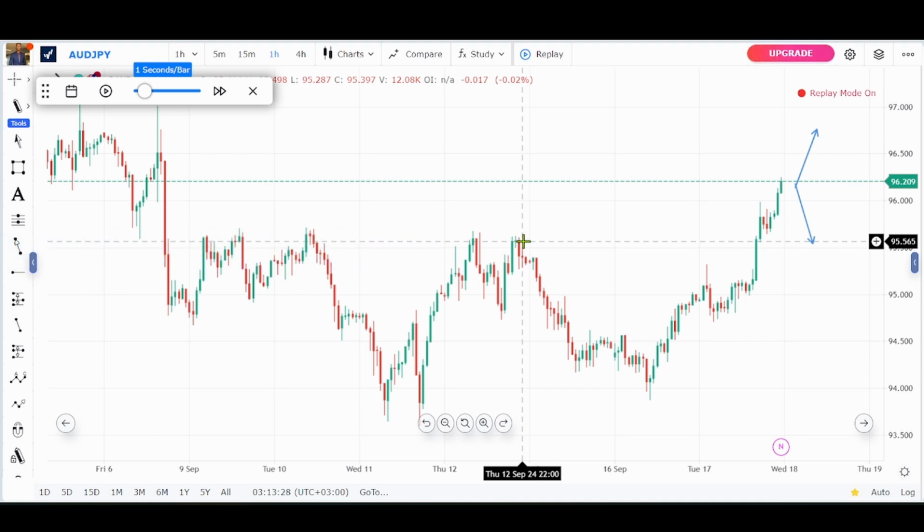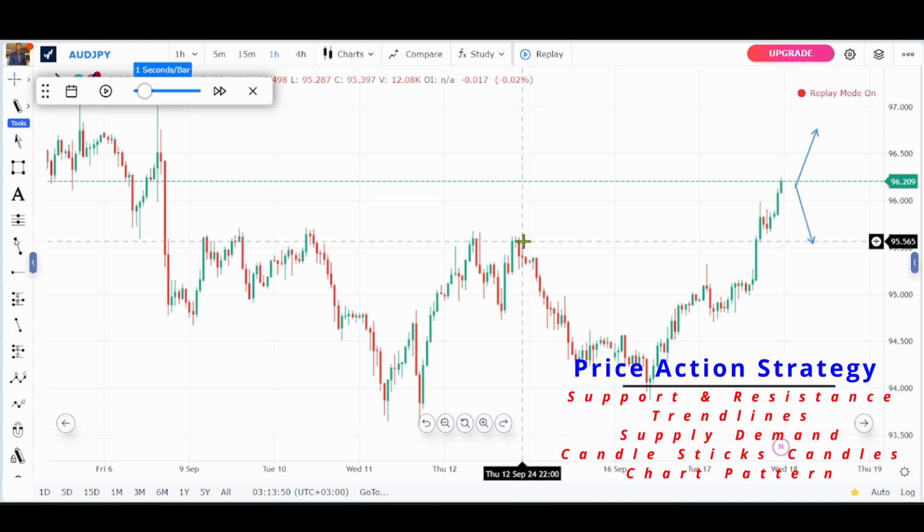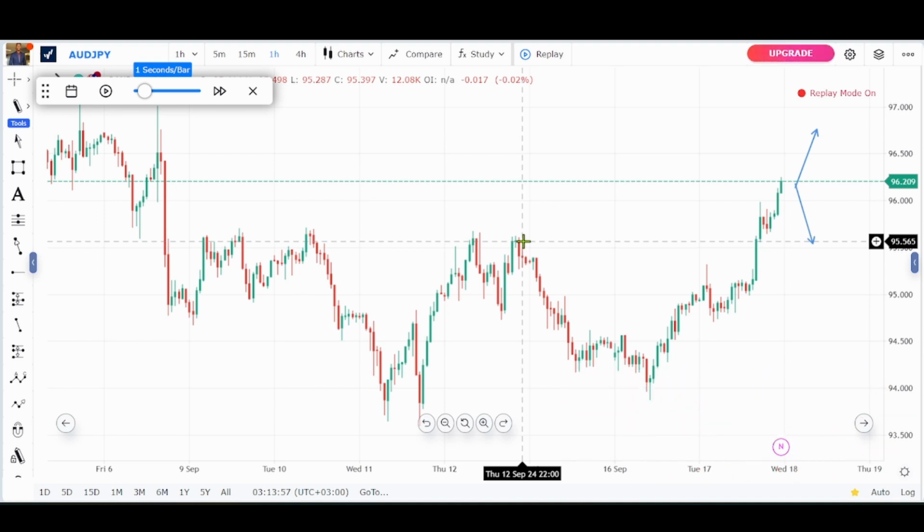So, what is price action? Price action trading is essentially trading based on what you see on the chart, with no indicators used. It's trading based on action of price, and we use price action strategy in order to find high probability setups on things like support, resistance, trend lines, supply demand, candlestick patterns, chart patterns, and so on and so forth.